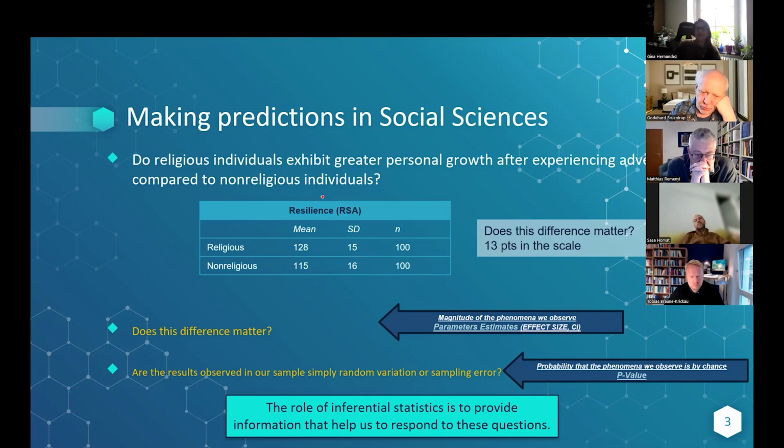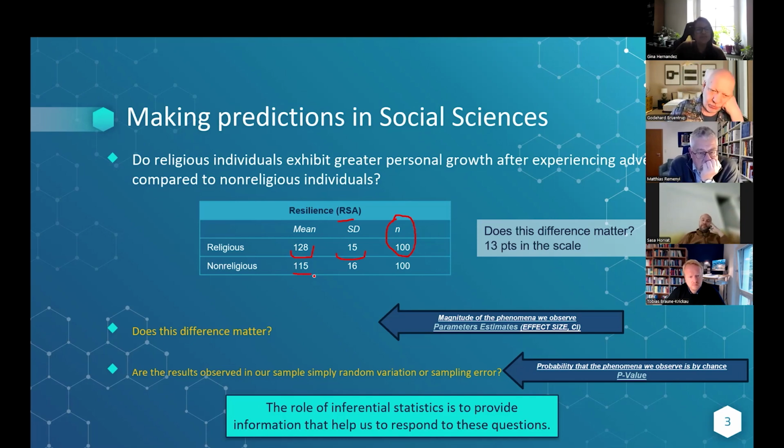So if I have this, all of this is descriptive statistics. So I have my mean, I have my standard deviation, I have the size of my sample. I tested 100 individuals. So here I can find that the religious individuals score 128 points in this scale, and the non-religious individuals score 115, right? So I have some results. This is all descriptive statistics.